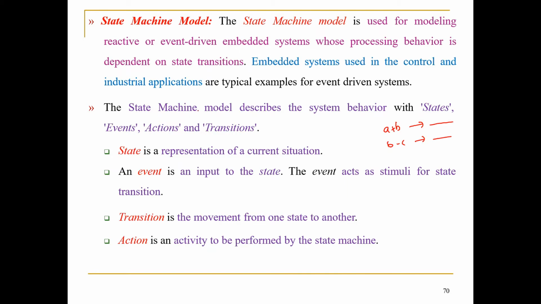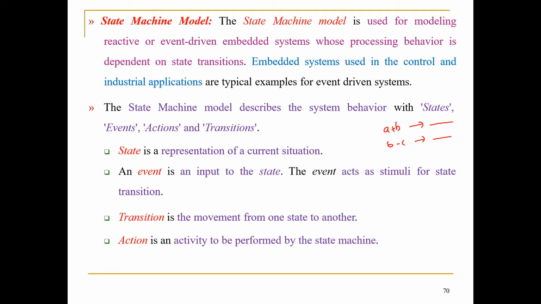Normally your state machine models will be describing the system behavior using 4 terminologies. One is called state, the other ones are event, action, and transition. So normally a model or a system or an embedded system will be represented using 4 terminologies here: state, event, action and transition. What is actually a state?